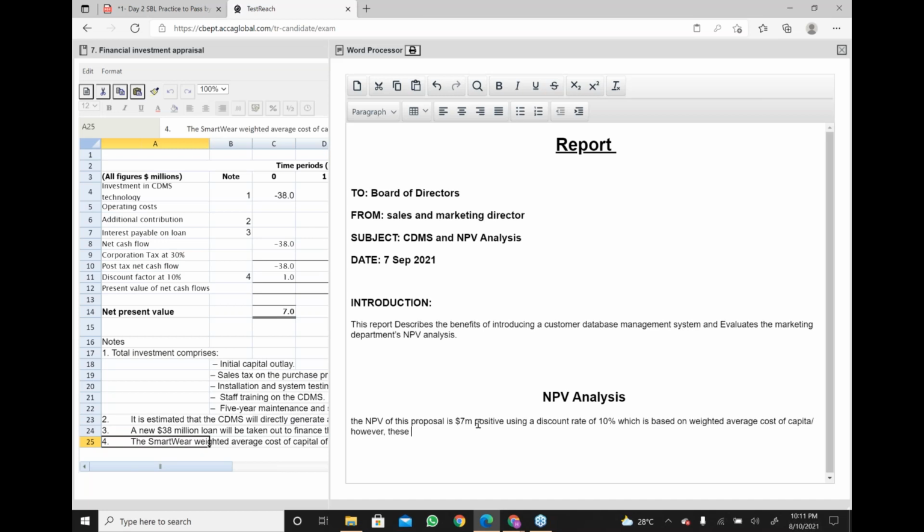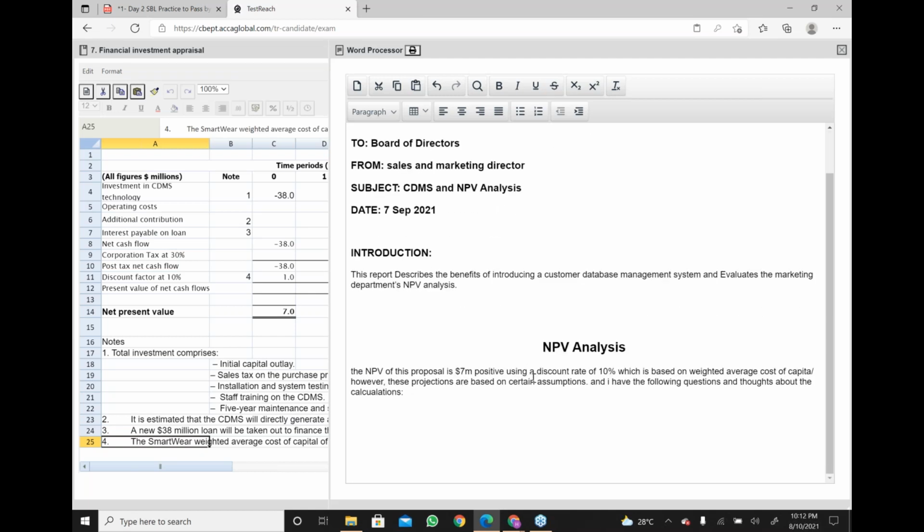However, these projections are based on certain assumptions, and I have the following questions and thoughts or comments about the calculations. This is how you will start. Any problem? Very simple. I'm just starting with a nice tone: okay, the NPV is positive, it looks okay, but I have got some questions. Now let's go back.